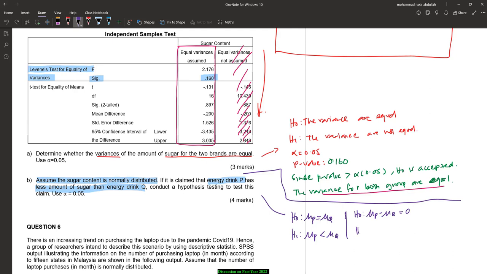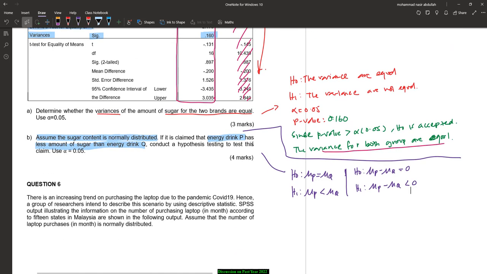And the alternative hypothesis: mu P minus mu Q less than 0. So this is the hypothesis statement. Our alpha is 0.05, right? So, test statistic.